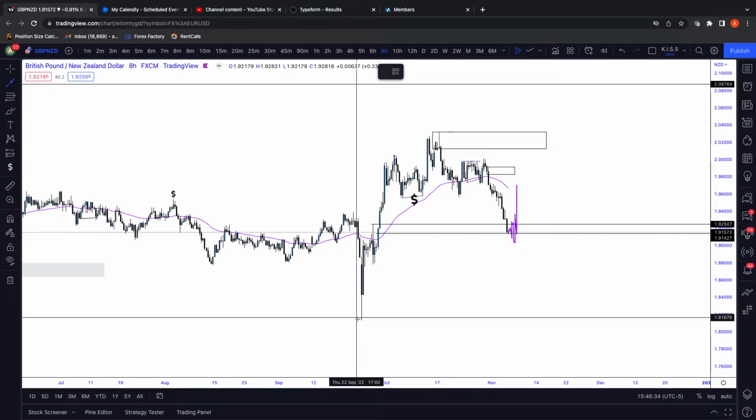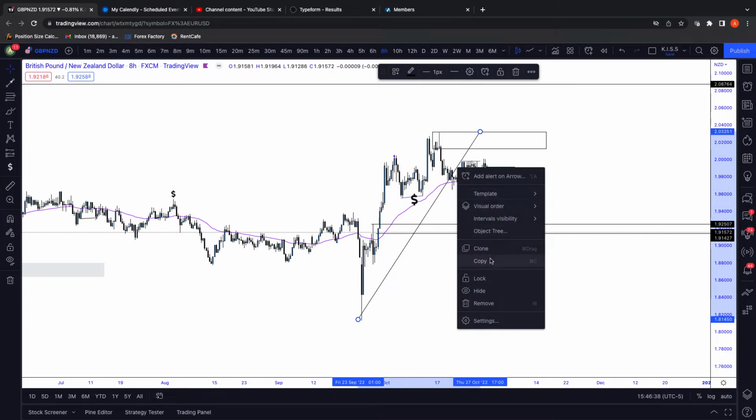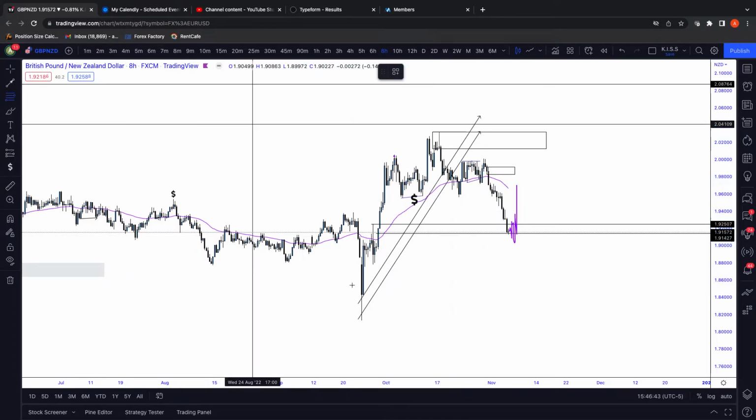We should be looking at potentially pushing into, I'm going to clone this. What I'm going to do is I'm going to fib it.